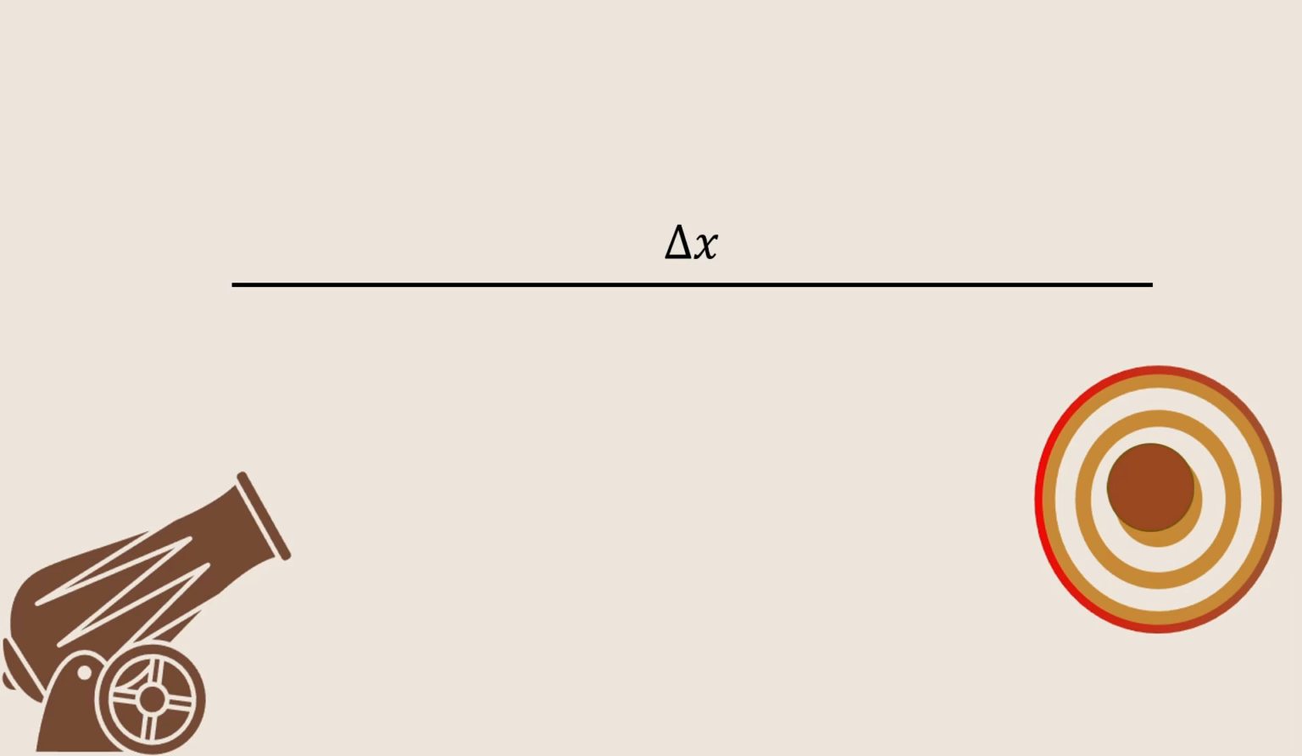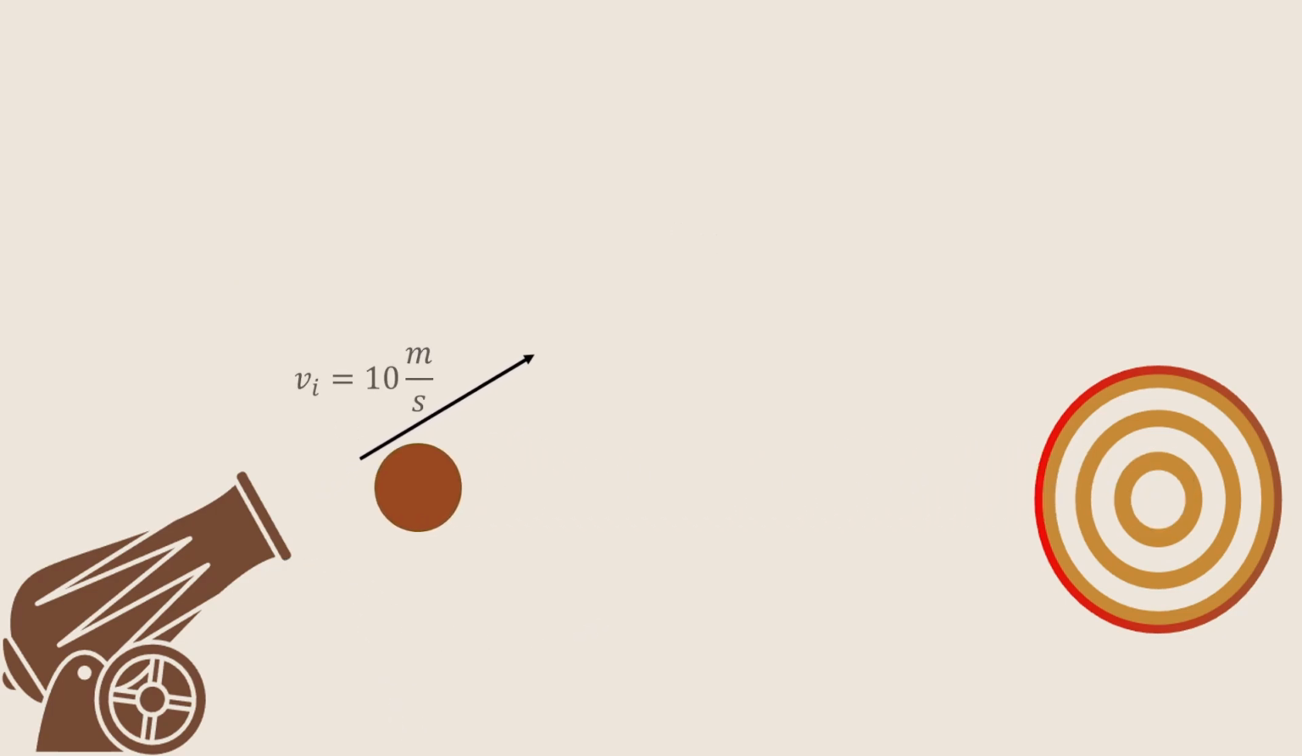If you have a ball launched from a cannon to hit a specific target, and you know how far away the target is and how fast the ball was traveling, you can use this to calculate the launch angle of the ball, theta. For this problem, we'll say that the ball has an initial velocity of 10 meters per second and travels a distance of delta x of 10 meters.